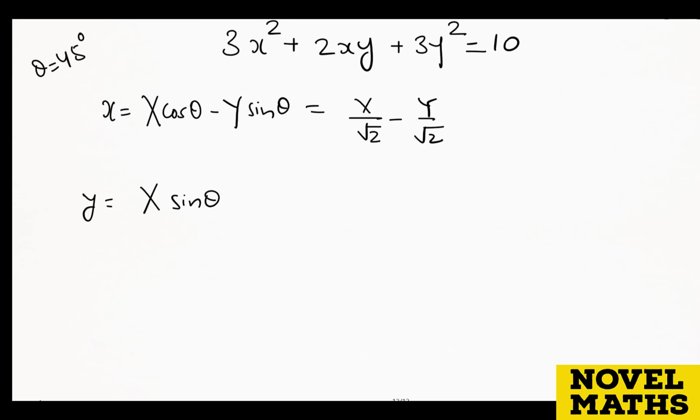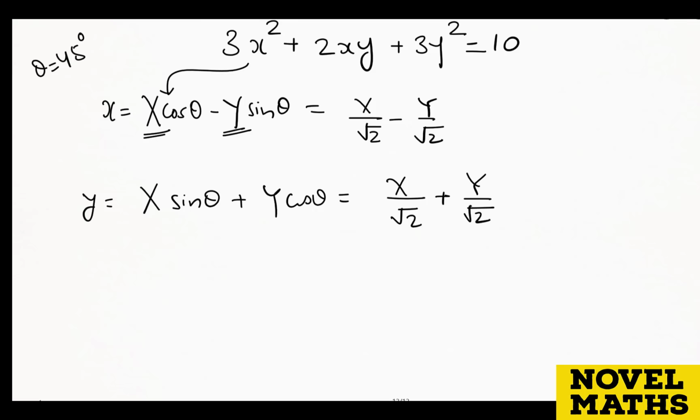Why are we using this, not the other way? Because we have to substitute and find the equation in the new coordinate system with variables X and Y, these axes. y is X sin theta plus Y cos theta. So this will be X over root 2 plus Y over root 2. And now we are done. We have to just substitute these x and y and find the equation. Let's substitute.